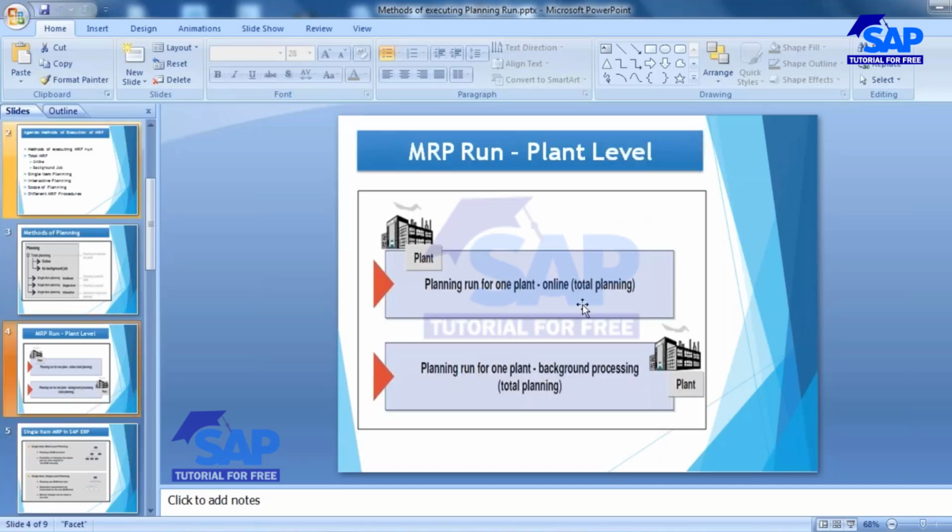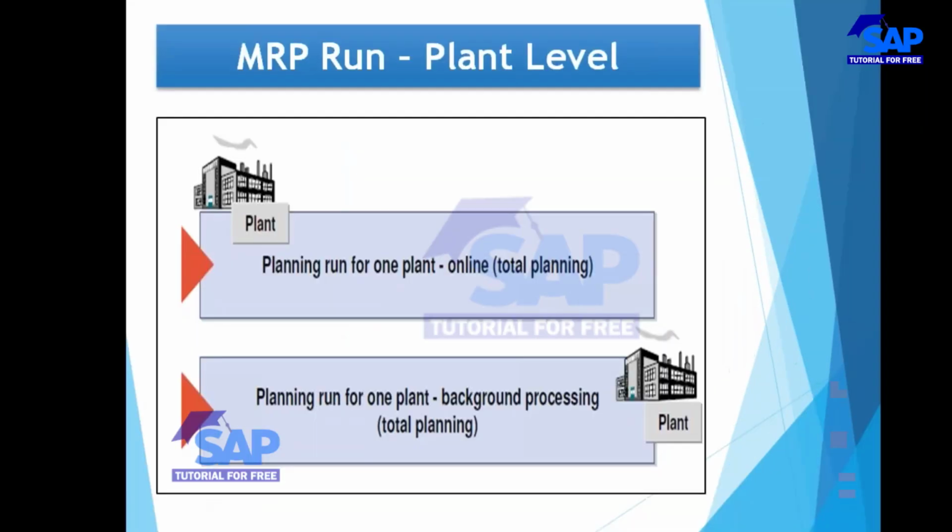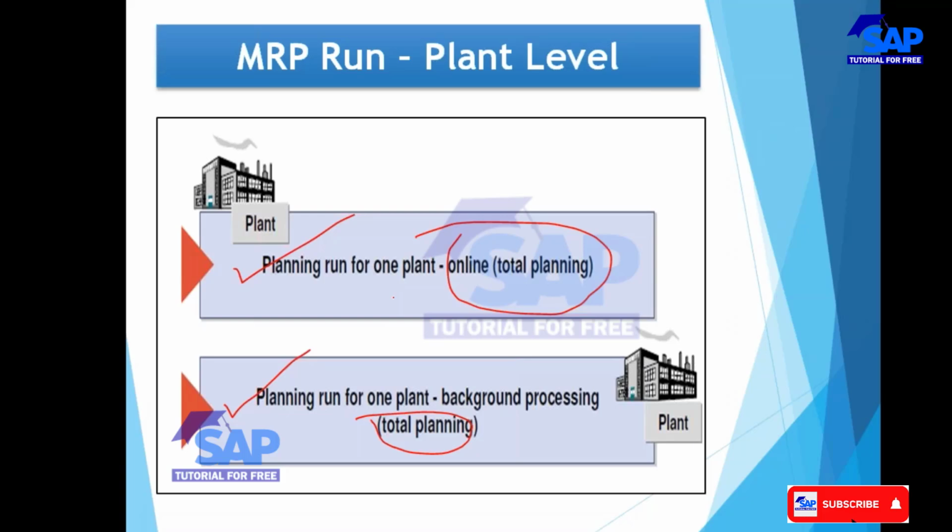First we'll be seeing the plant level, which is what we just discussed. Planning run for the entire plant is called online total planning. The next one is planning run for one plant, background processing. You will schedule it as a background job, which is also called total planning. On the back end, it will be executed at a predefined time, date, or duration, and you will give all those details in the background job. So these are the MRP runs at plant level. I'll show you this in the system.